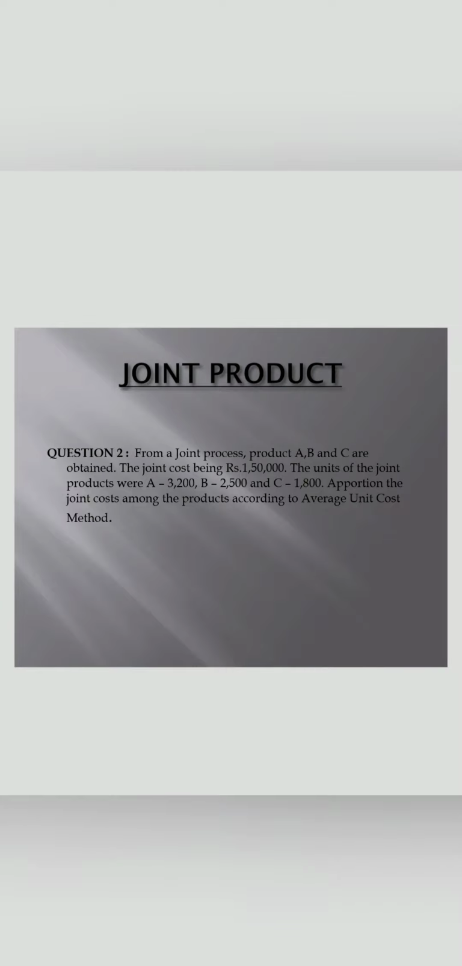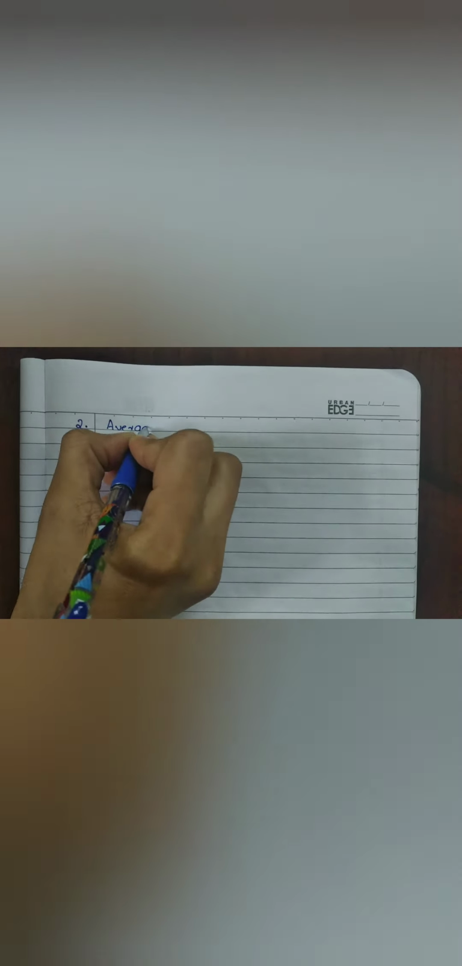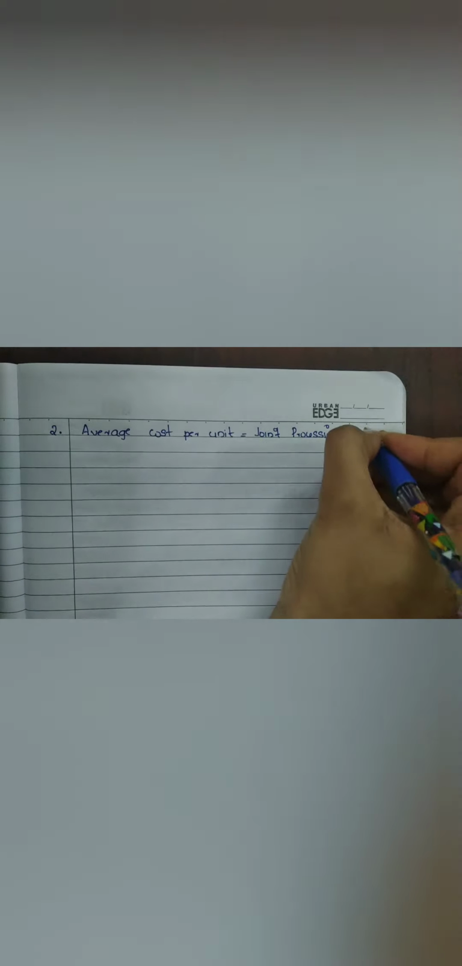Now let's move on to the solution. First, we'll find out what the average cost per unit is. Average cost per unit is equal to the joint process cost divided by the total output.